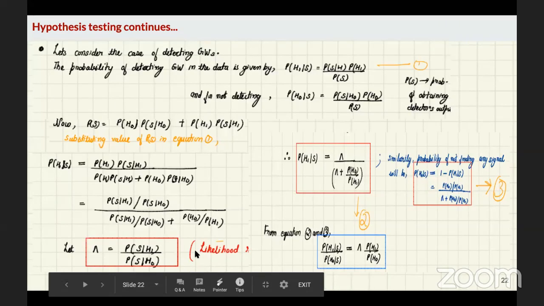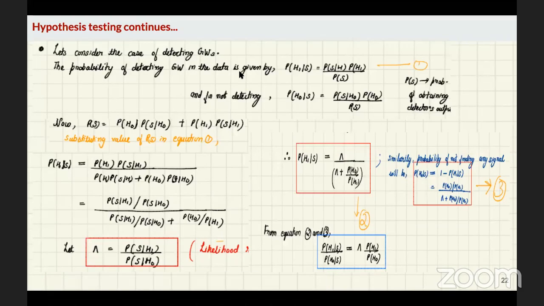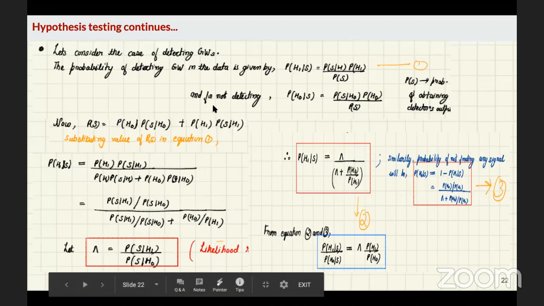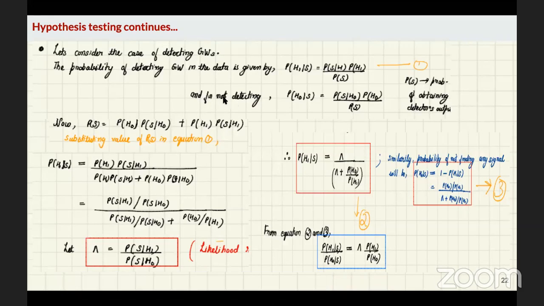Okay. So hypothesis testing continues. Let's consider the probability of detecting a gravitational wave in the data. It will be given by the probability of H1 given S. This is the Bayes theorem which I was talking about in the previous slide. And suppose we want to talk about the probability of not detecting a signal, that will be given by P of H0 given S.